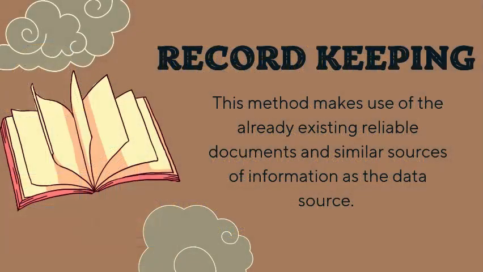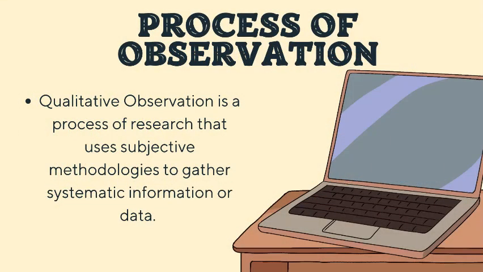5. Record keeping. This method makes use of already existing reliable documents and similar sources of information as the data source. This data can be used in new research. This is similar to going to a library. There one can go over books and other reference material to collect relevant data that can likely be used in the research.